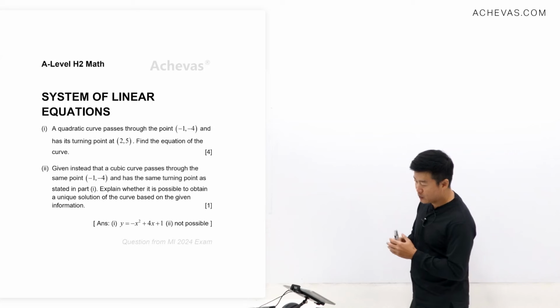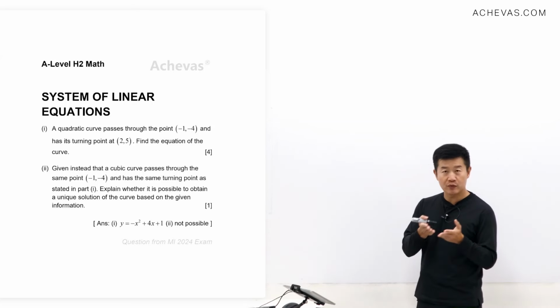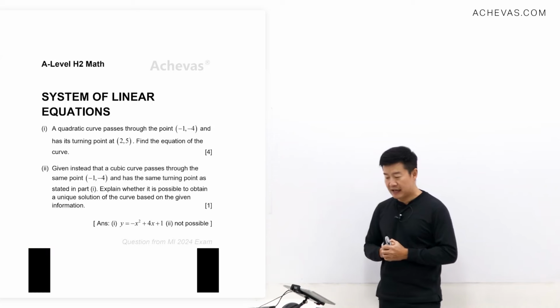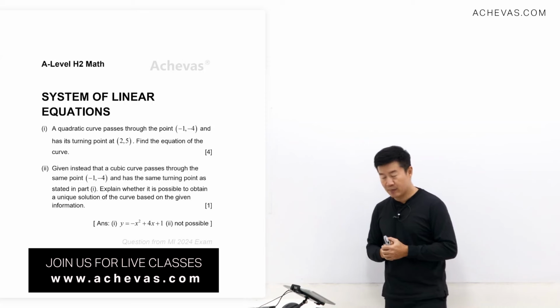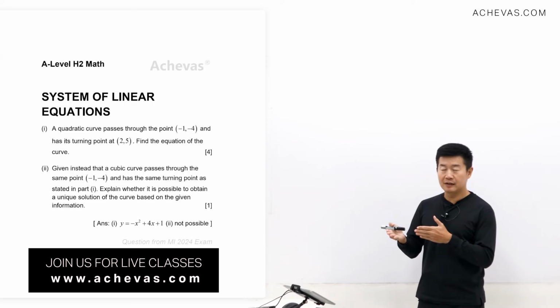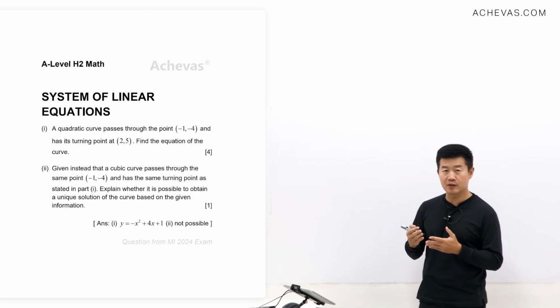It says here that we have a quadratic curve and it is going to be passing through a point with coordinates that are given to us. It has a turning point at another coordinate (2, 5), which means that it also passes through this point. Turning point means that the tangent at this point is going to be parallel to the x-axis. Okay, and we are supposed to find the equation of this quadratic curve.